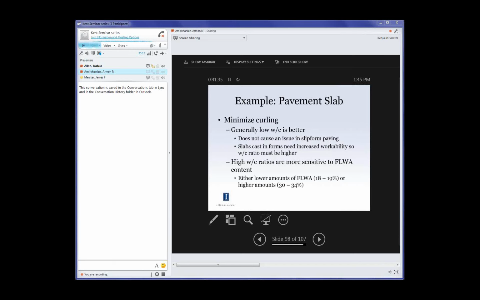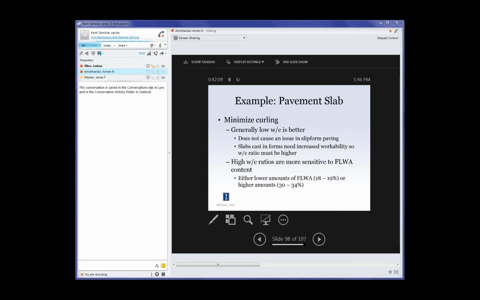Not a problem with slip form paving. They use low water cement ratios. But if you're going to cast it in an inlay or use formwork, you need generally a higher water cement ratio to some degree. And if you look at the model, do all the runs, the higher water cement ratio is more sensitive to the lightweight content. So as opposed to recommending just one range of lightweight, you sort of get two ranges that would work, either a low amount of lightweight or a high amount of lightweight.